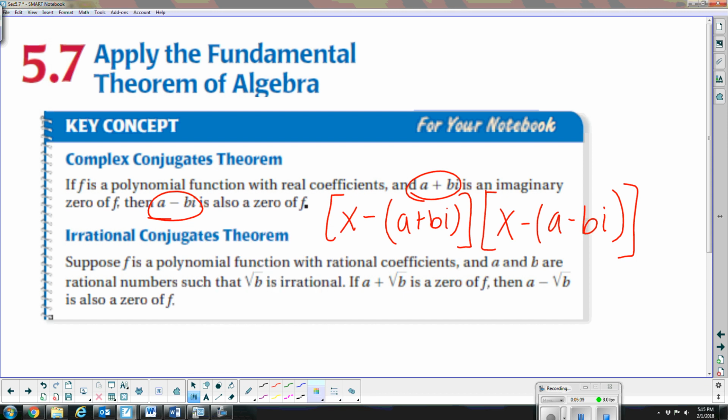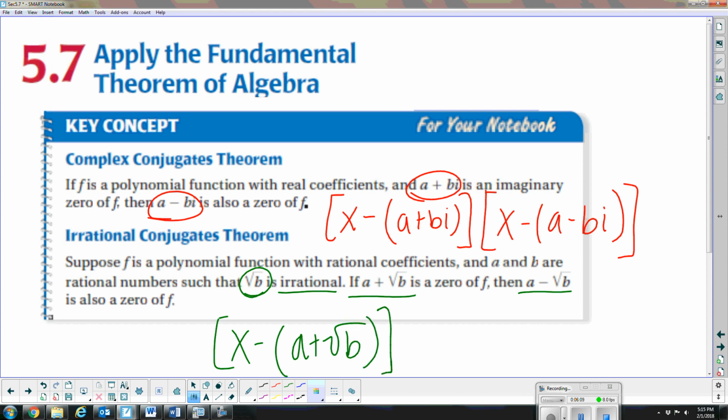Now let's look at this next one, irrational conjugates. So if you have a polynomial function with rational coefficients, where a and b are rational numbers, but the square root of b is irrational, if a plus the square root of b is a 0, then a minus the square root of b is also a 0. So what would your factors look like? One would be x minus (a plus the square root of b), and another factor would be x minus (a minus the square root of b).